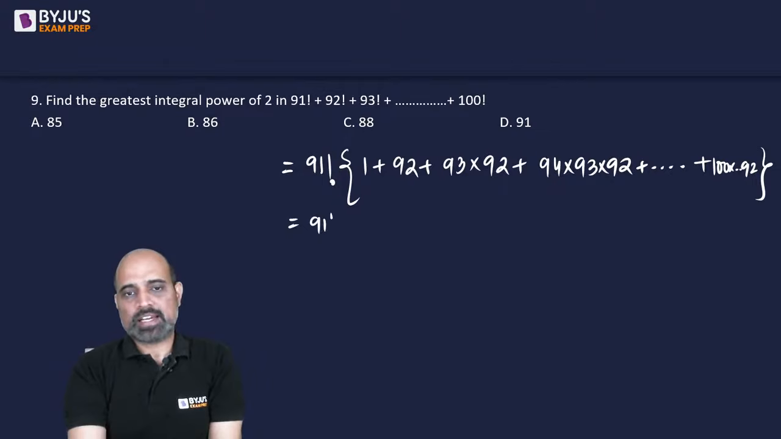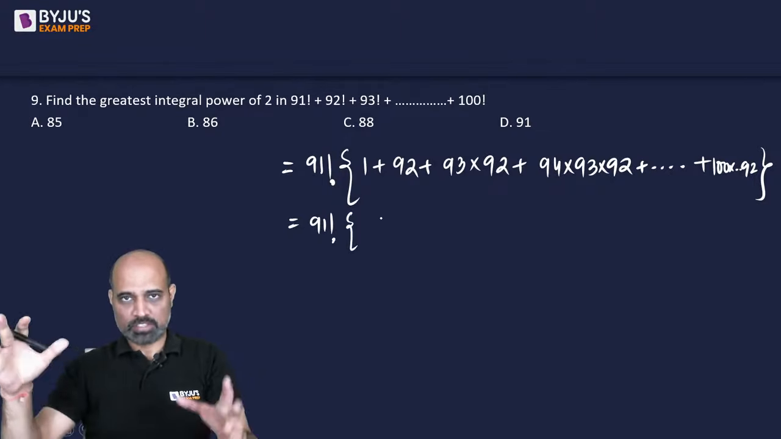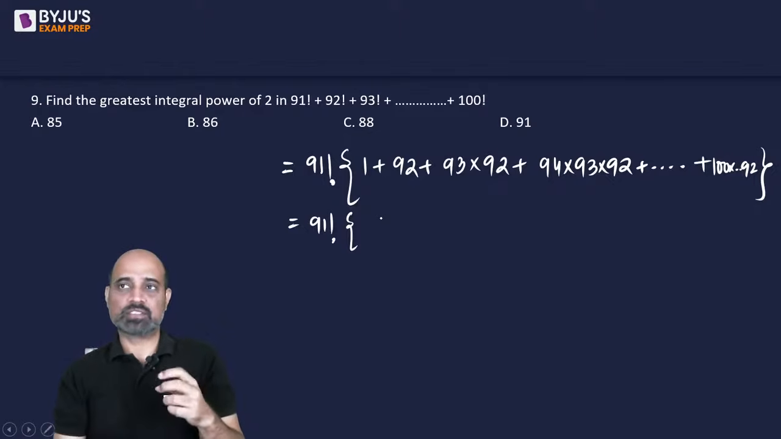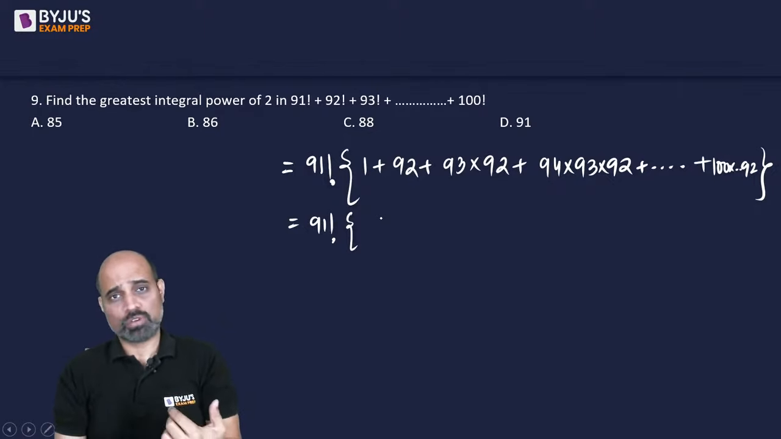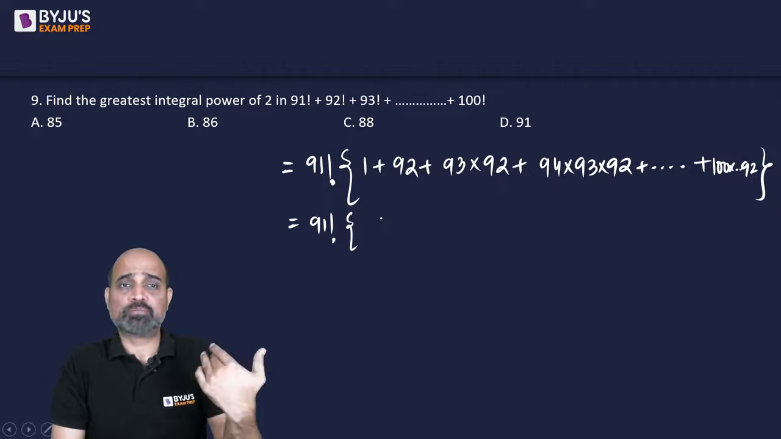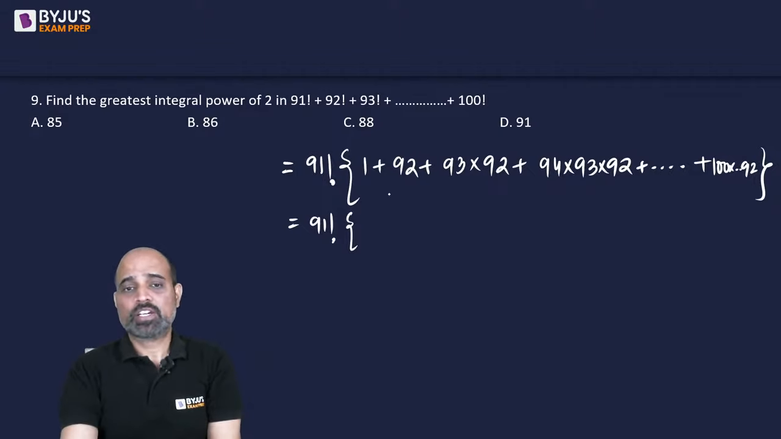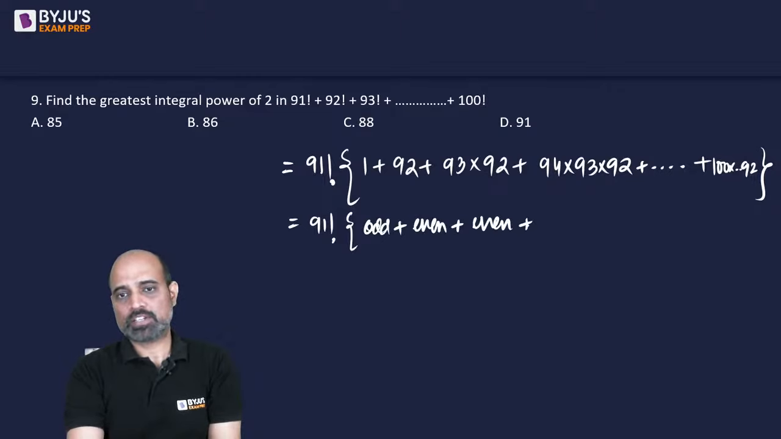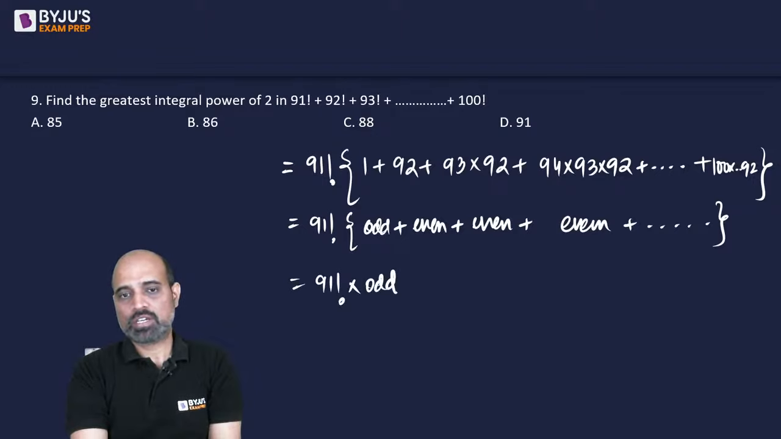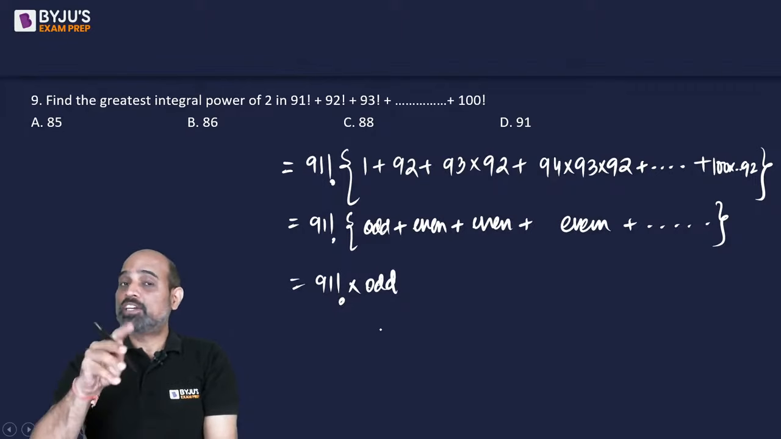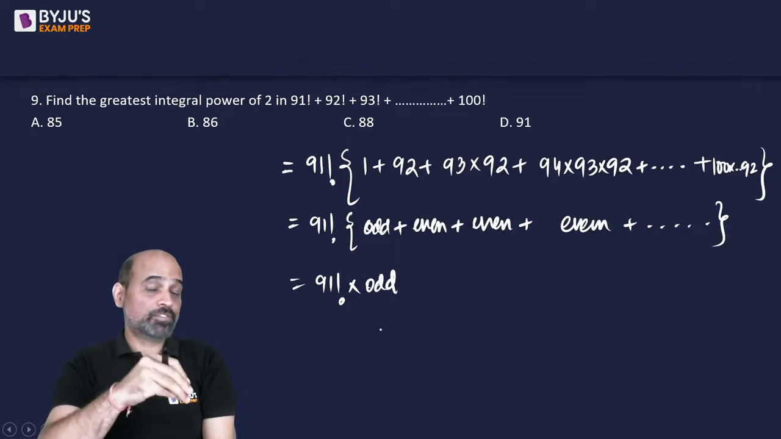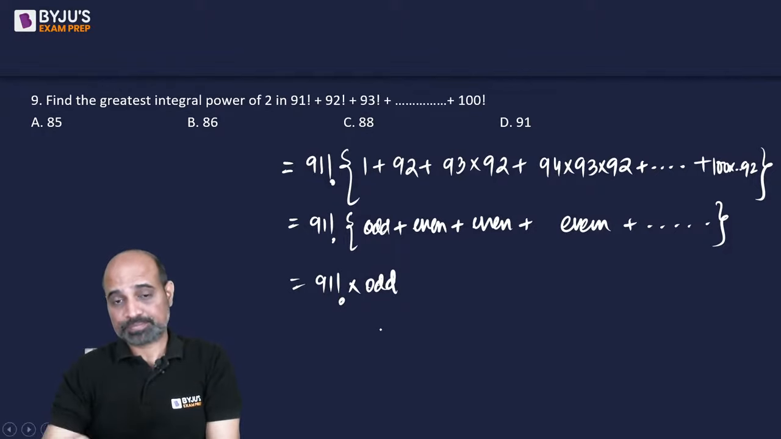Now this is 91 factorial, and if you look at the numbers, the value within these curly braces, is it even or is it odd? Since we need 2, all we care about is whether it is even, because then we would get more 2's. If it's odd, we won't, right? So 1 is odd, 92 is even, 93 into 92 is even, 94 into 93 into 92 is even. So all the terms will be even. So we can very much say that this is 91 factorial into odd, right? Sum of even numbers plus a single odd number is odd. So we are pretty sure that all the 2's that we are going to get will be from 91 factorial and not from the second bracket, right?